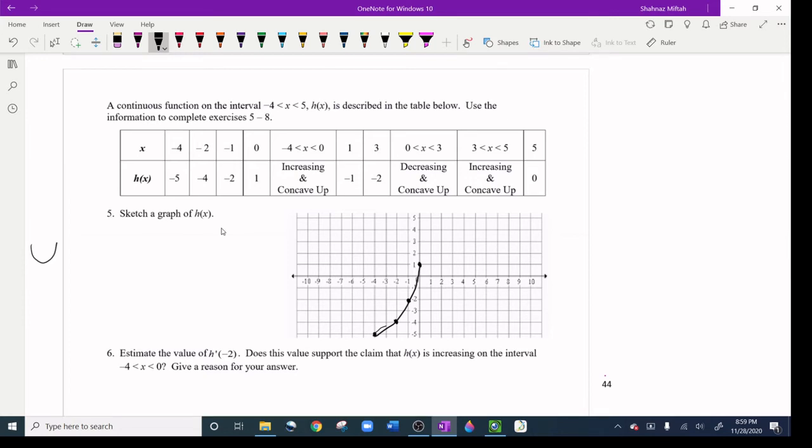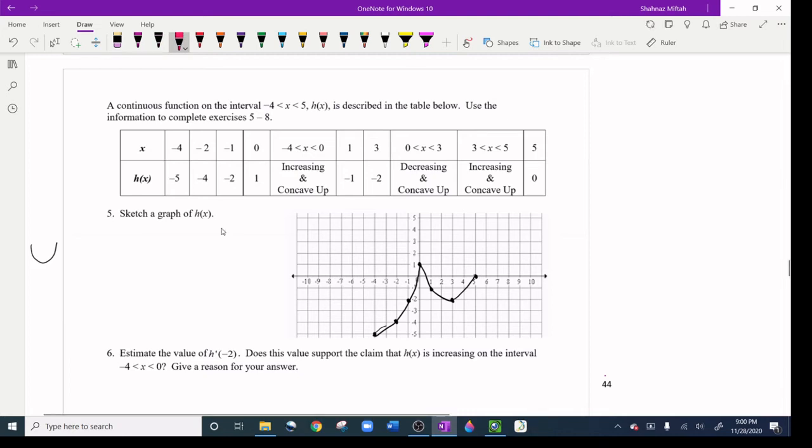Then 1 and -1, 3 and -2. Connect the dots. Then I have 5 and 0, which goes like that. Okay, and they said 0 to 3, that's 0 and 3. I'm decreasing. I have all negative slopes, and it's concave up again. 3 to 5, it's concave up, and it's also increasing when I draw a tangent line. So that's what it means.